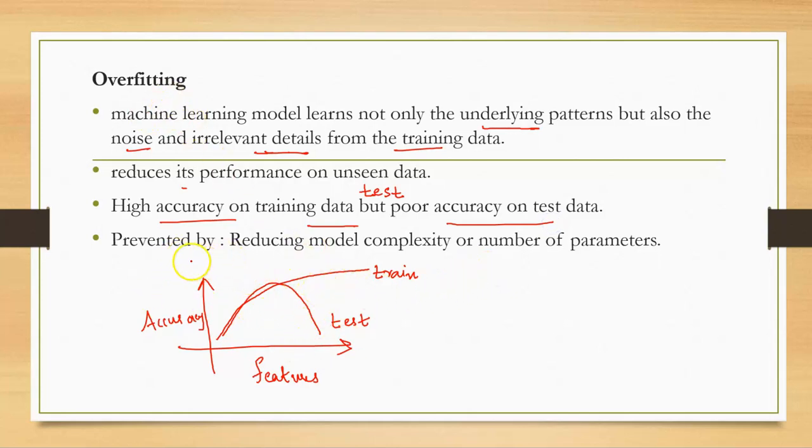So how can we prevent this? This can be prevented by reducing the complexity of the model, reducing the number of parameters, or reducing the number of independent variables. By that we can reduce overfitting. Hope this is clear to you.